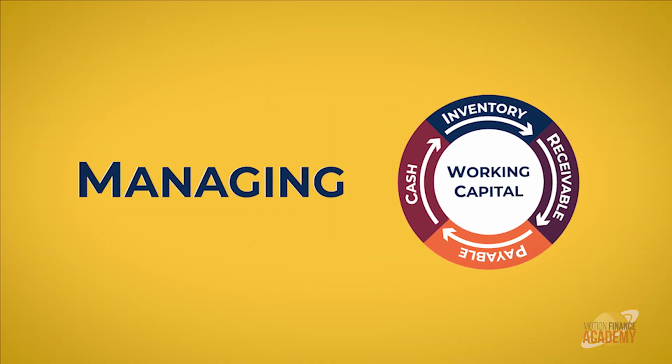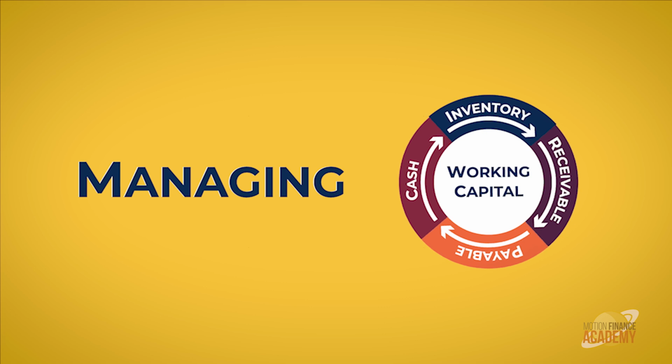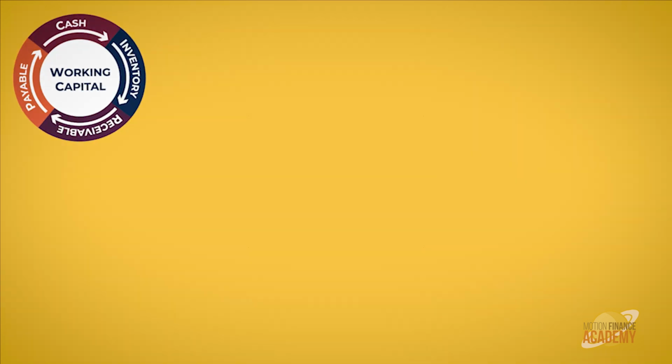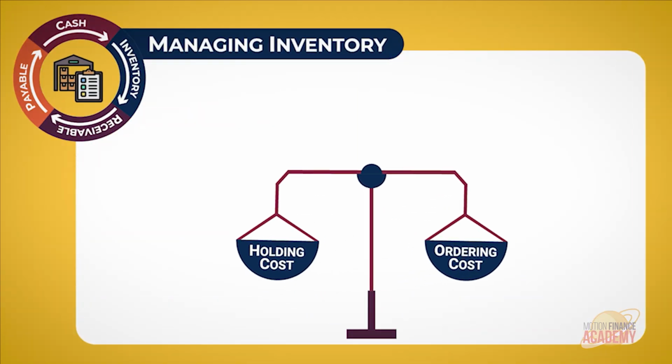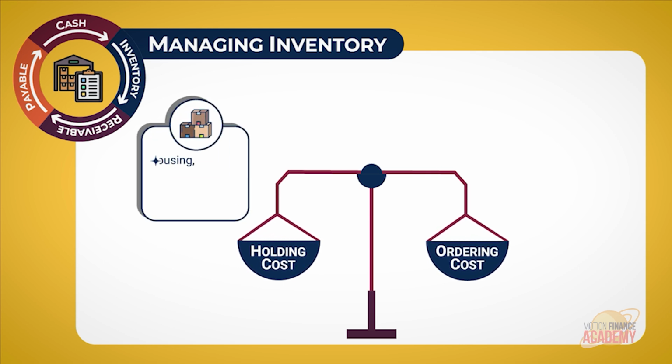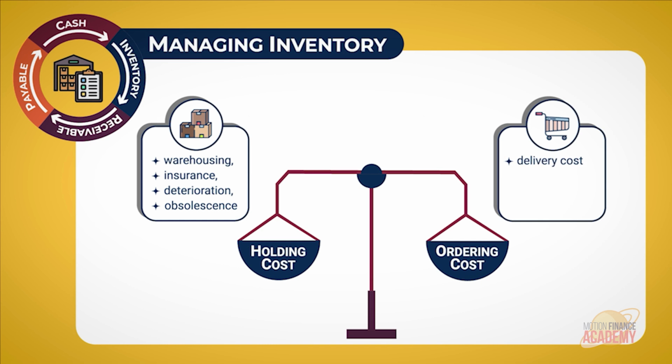Managing inventory involves a careful balance between two main costs associated with having inventory in your business: holding costs and ordering costs. Holding costs such as warehousing, insurance, deterioration, and obsolescence, and ordering costs such as delivery costs or cost of logistics, and so on and so forth.